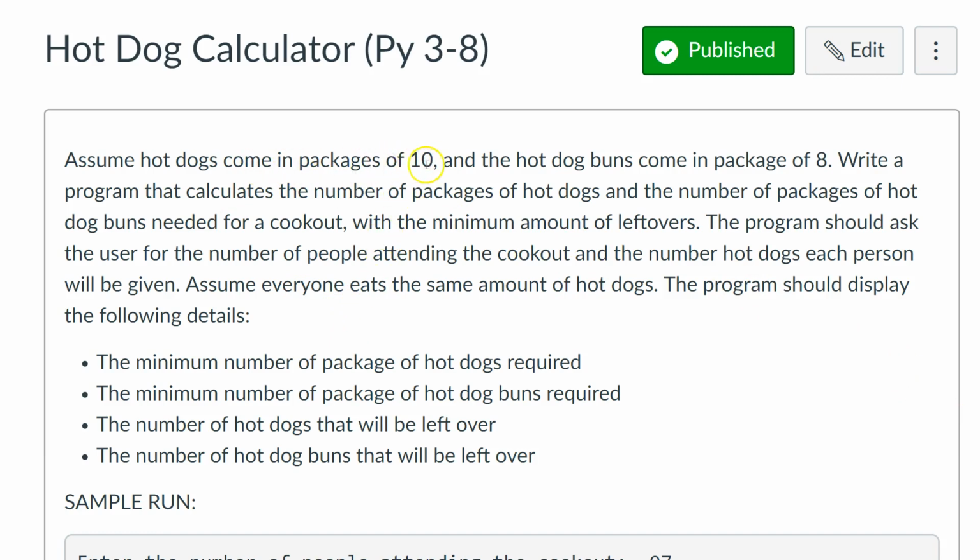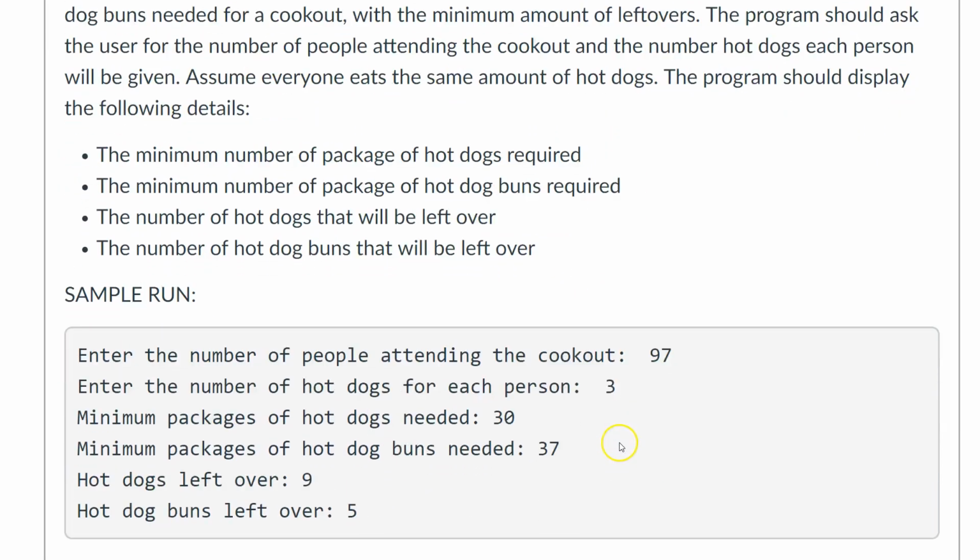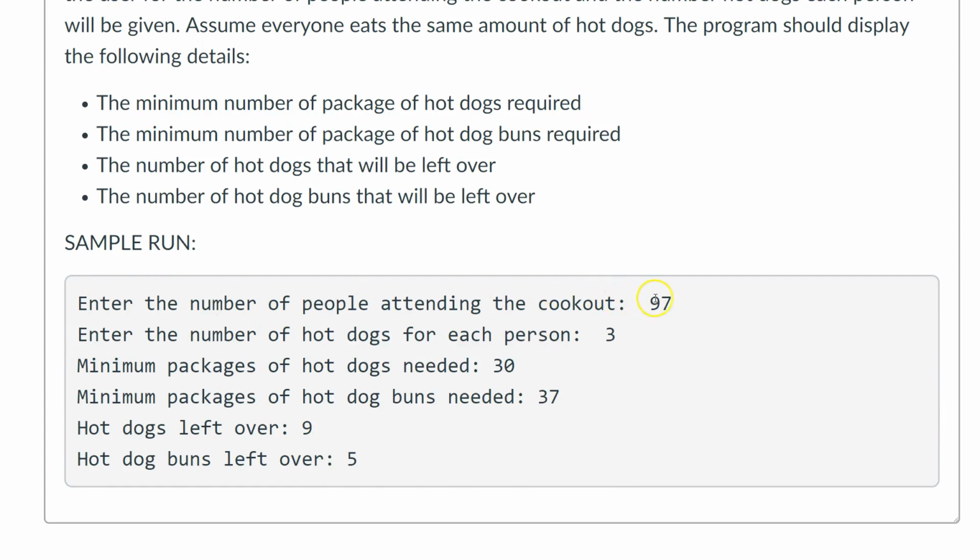Hot dogs come in packages of 10, buns come in packages of 8. So with a certain number of people coming and a certain number of hot dogs they're going to eat, what is the minimum number of hot dogs required, and hot dog buns, and then what will be left over. There's a really quick sample run in here for you to test your math, using 97 and 3.